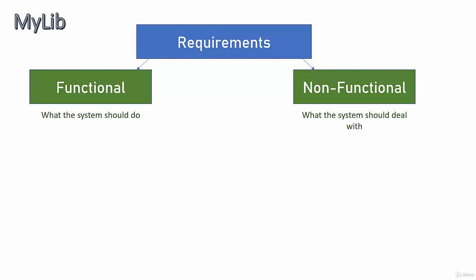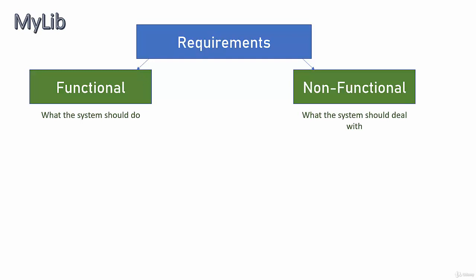Functional requirements, which define what the system should do, and these are the most common type of requirements, and non-functional requirements that define what the system should deal with, such as load, data volume, SLA, and more. Now, as architects, we are always more interested in the non-functional requirements, as they are the ones that will dictate the architecture. So let's see what are the requirements of this system.